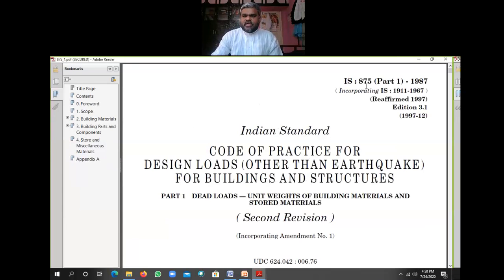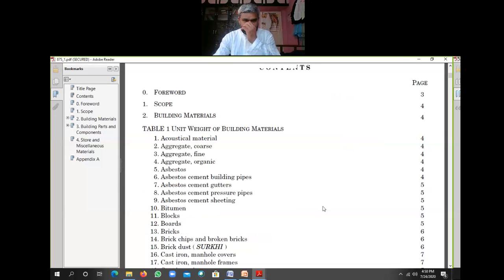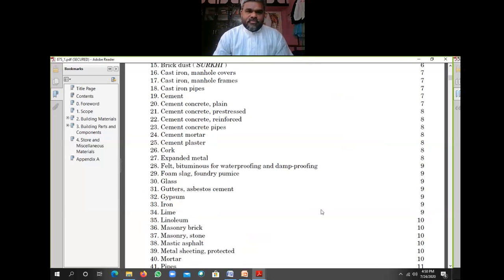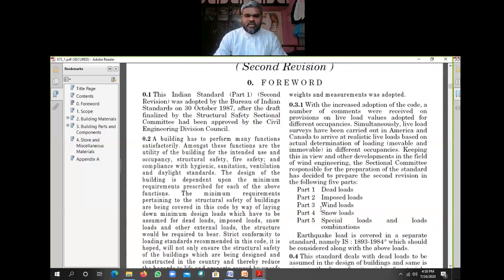The IS 875 code is related to design loads other than earthquake loads for buildings and structures. IS 875 part 1 is regarding dead loads, meaning unit weights of building materials and stored materials. Let us see the overall view of the code. We will see all five parts so that you get an idea of how the code can be used.